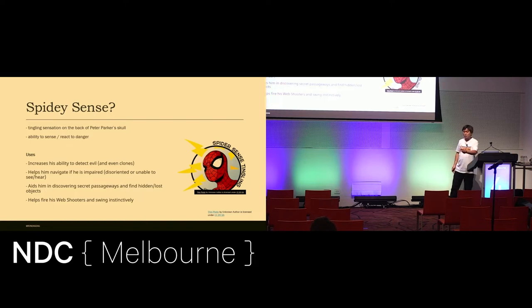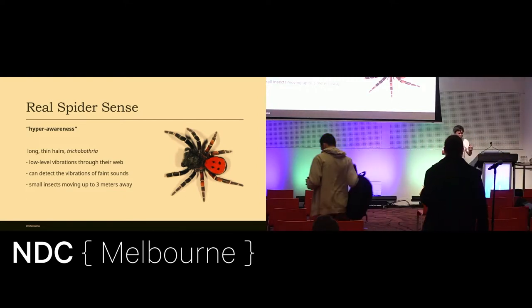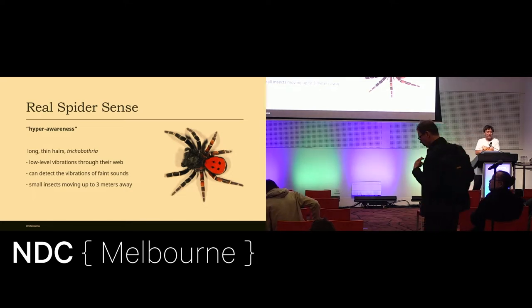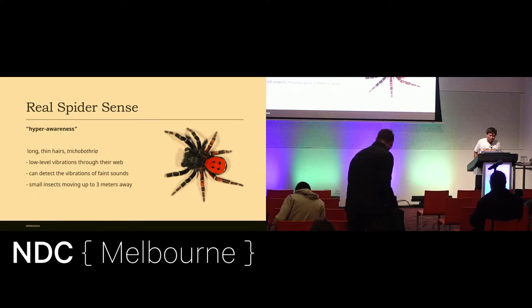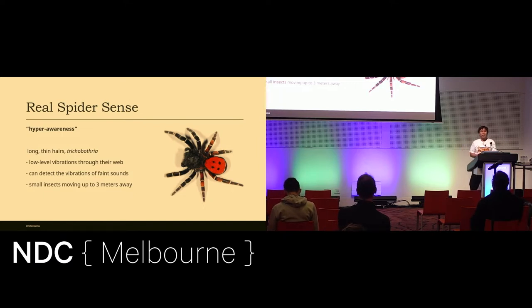Of course, if you're afraid of spiders, close your eyes, because the real spider sense is this one. Spiders have the Spidey sense because of their hyper-awareness, where they have these long, thin hairs. Every time I look at a spider, it gives me that feeling because of those small little hairs. It's called trichobothria. That's what the spider sense is, where it detects low-level vibration through their web, even sound. It can detect insects moving up to 3 meters away. Spiders are amazing. It's very interesting.